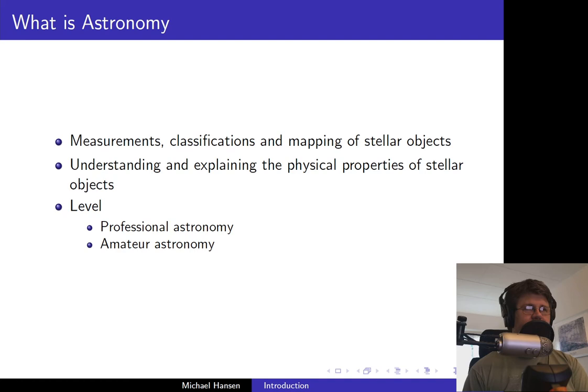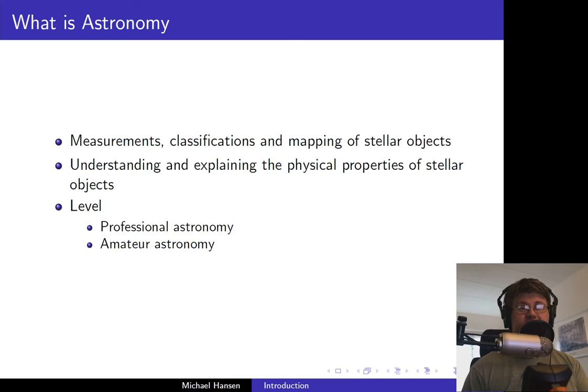So it's a shared commodity of knowledge. But other than that, you can also say that astronomy is a method in itself. One thing is that astronomy is measurements, classifications and mappings of stellar objects. That means it's a way to look up at the sky and decide what is out there. Because if you want to describe something, it's a good idea to know what is actually there.